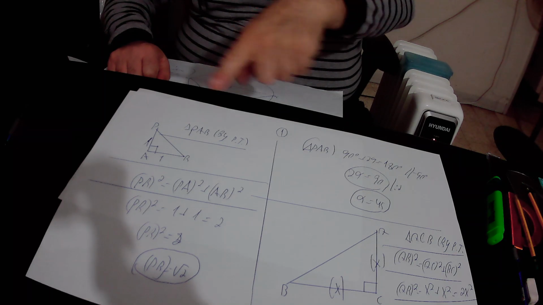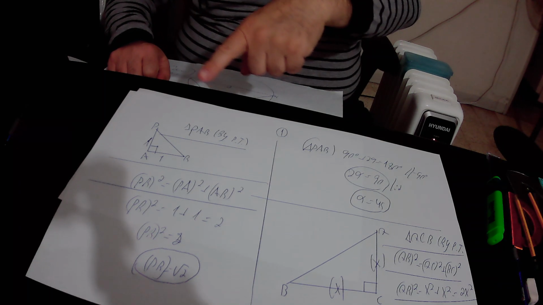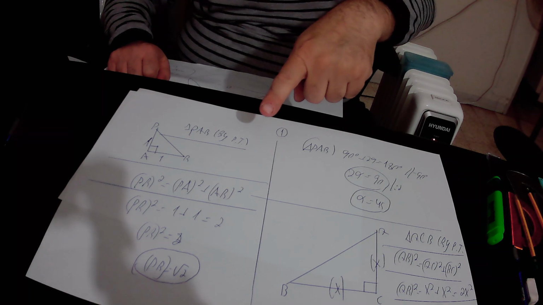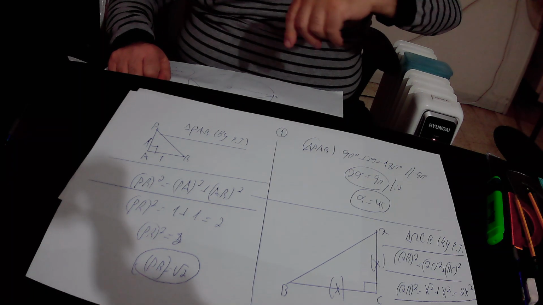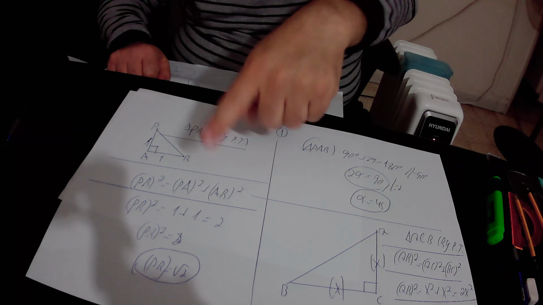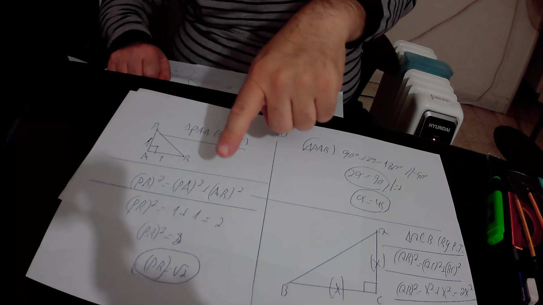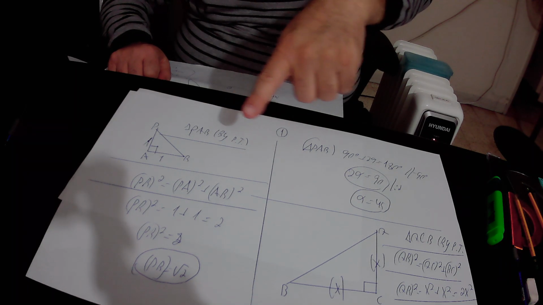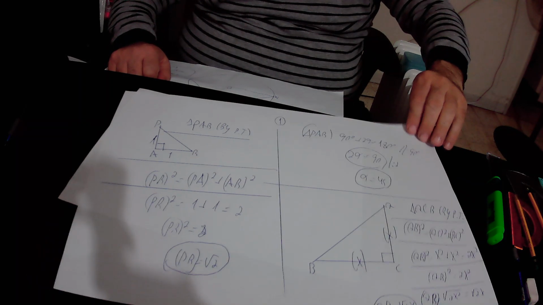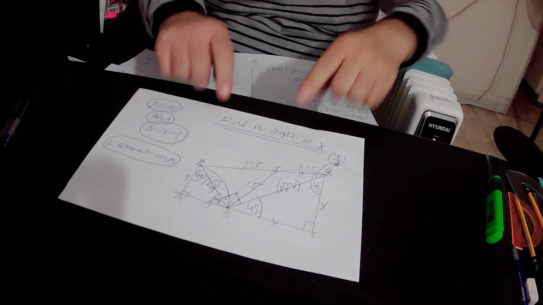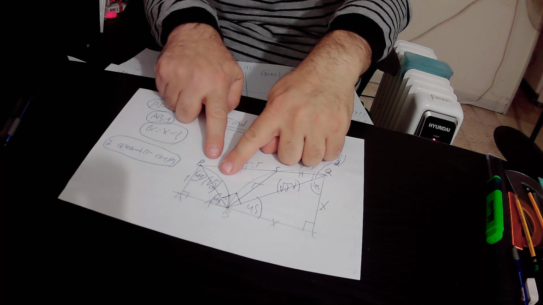So PB square, that is the square of the hypotenuse, equals PA square. PA is 1, therefore PA square is 1 square, that is 1, plus AB square. AB is 1, therefore AB square is 1. So in total PB square equals 1 plus 1, that is 2. PB square equals 2. We took the square root of this equation and finally found out that PB equals the square root of 2 units. Here the hypotenuse PB equals the square root of 2 units in its length.